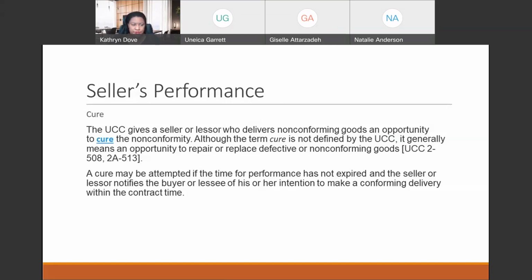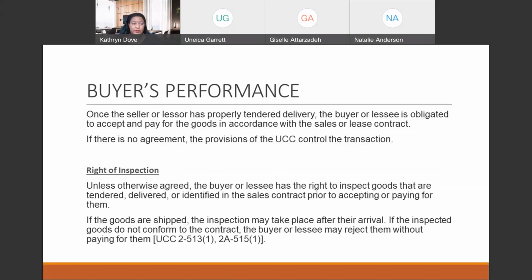Exactly. Under the UCC, the seller who delivers nonconforming goods gets an opportunity to cure the nonconformity. Although the term cure is not defined by the UCC, it generally means an opportunity to repair or replace defective or nonconforming goods. A cure may be attempted if the time for performance has not expired and the seller or lessor notifies the buyer or the lessee of his or her intention to make a conforming delivery within the contract time. So the buyer does need to notify the seller of the nonconformity.